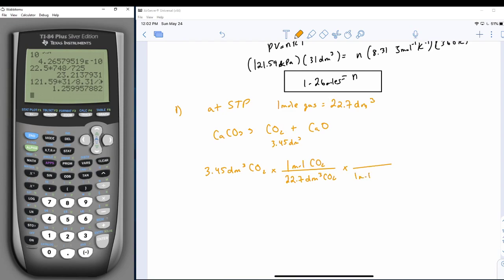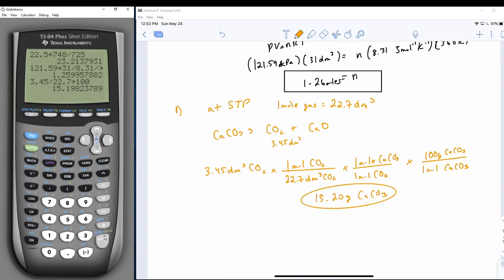And then that 1 mole of CO2 needs 1 mole of CaCO3. And then 1 mole of CaCO3 is the equivalent of 100 grams of CaCO3. So we end up getting, and I did not record this answer for some reason, 15.20 grams of CaCO3 needed.